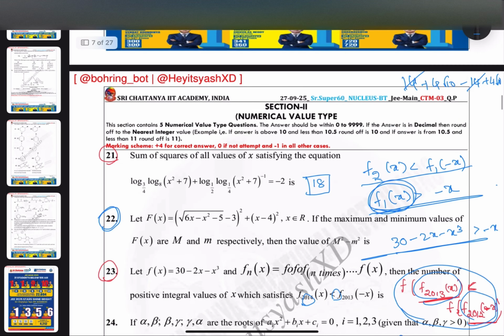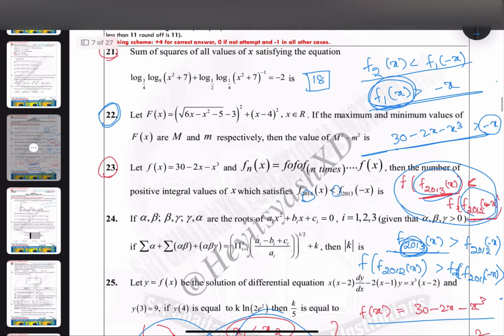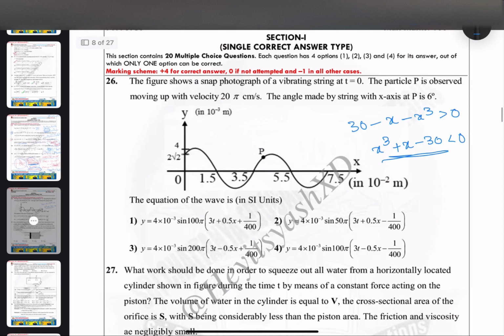So from this you can write 30, when this minus x comes to the left hand side, that will become 30 minus x cube greater than 0. So x cube plus x minus 30 less than 0. Now this has to be less than 0. Now we have to find the number of positive integral values of x which satisfy this particular condition. All right, so how do we do that?